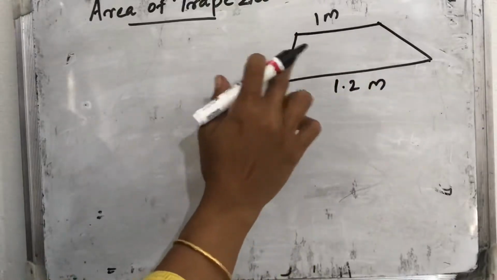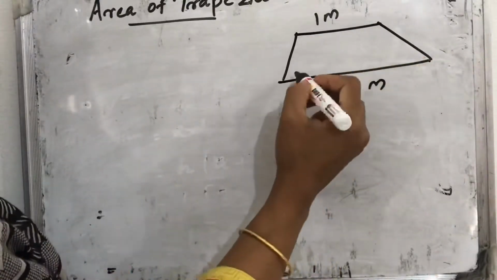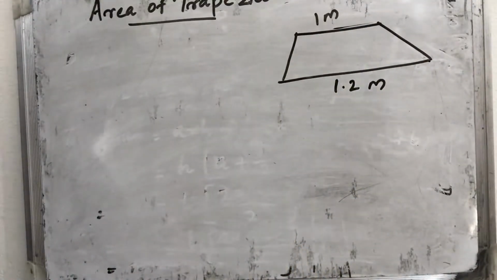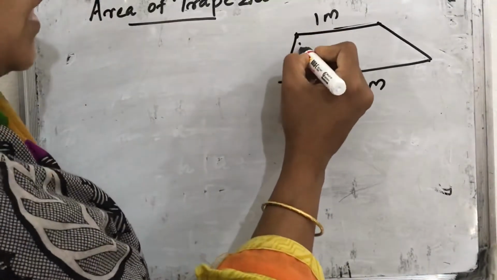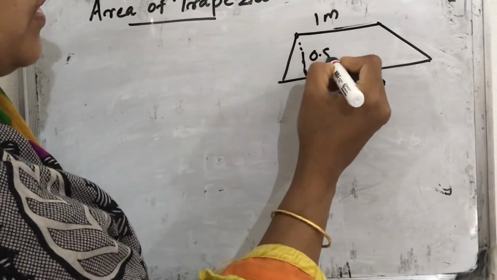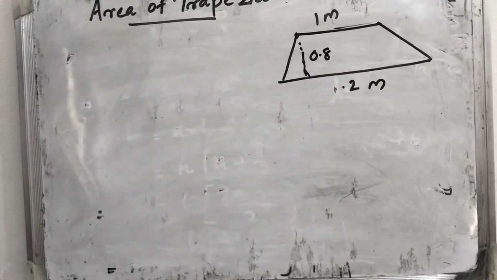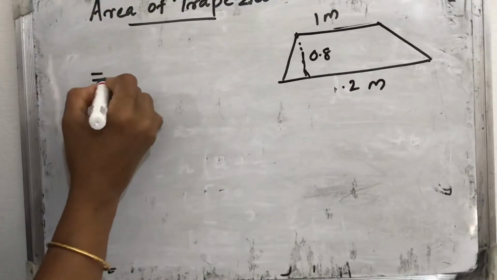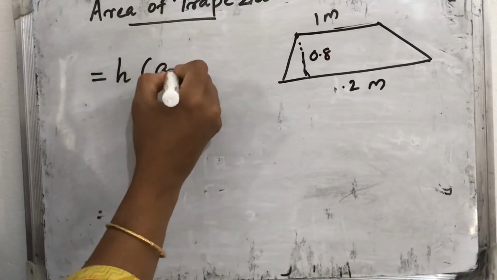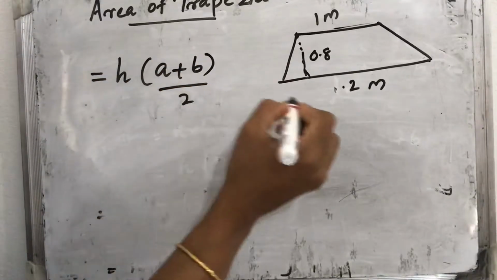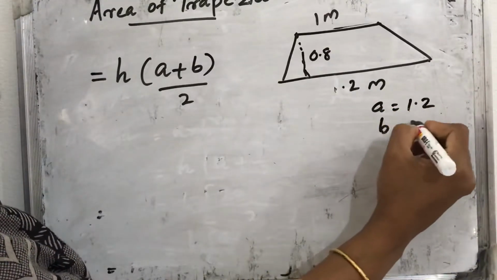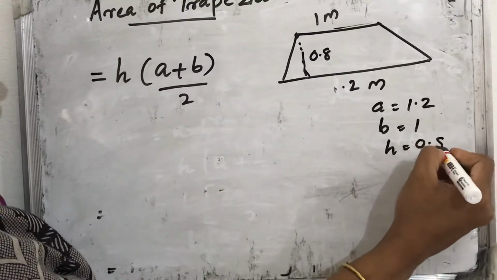This is also a trapezium. If the shape is like this, it is also a trapezium, with only two parallel sides. The height of the trapezium is the perpendicular distance between them, 0.8. So this height is given as 0.8. What is the area of this trapezium? That is the question. First we write the area of trapezium equals the general equation H into A plus B by 2. In this question, A is equal to 1.2, B is equal to 1 and H is equal to 0.8.